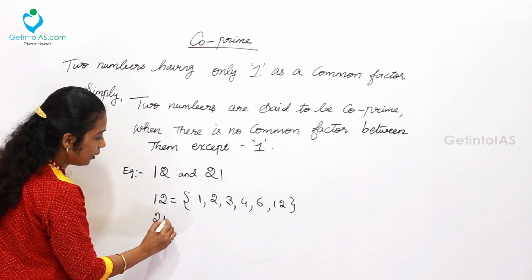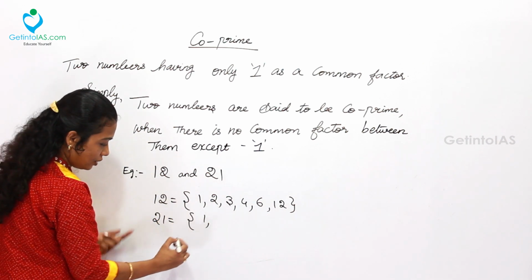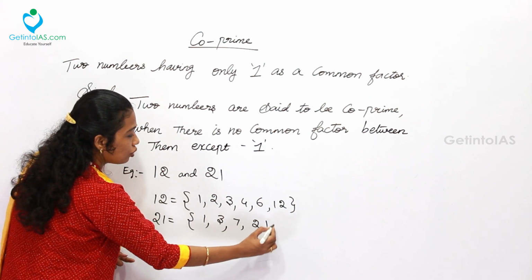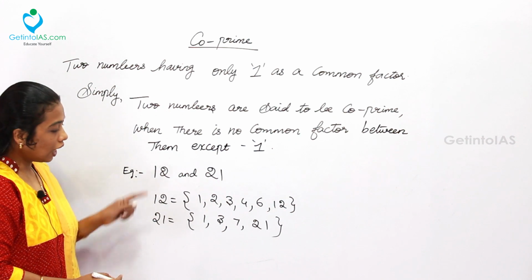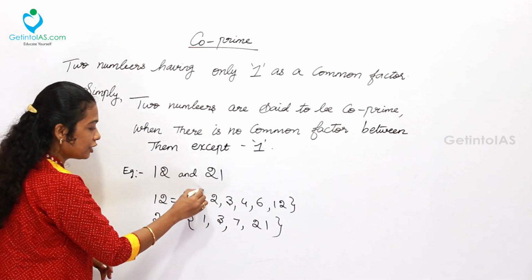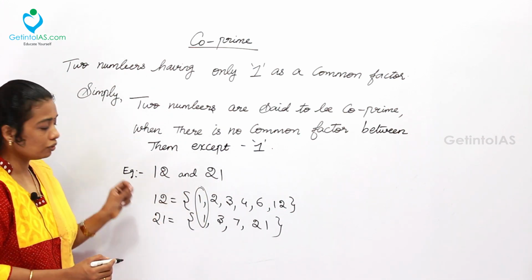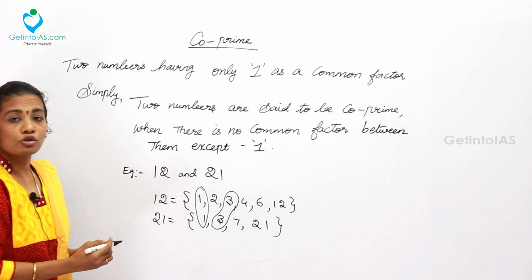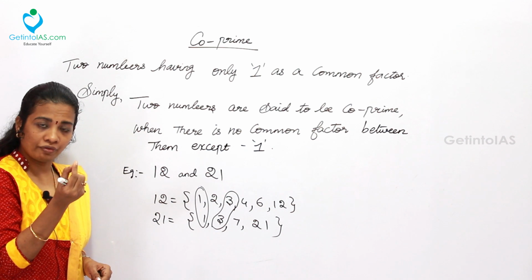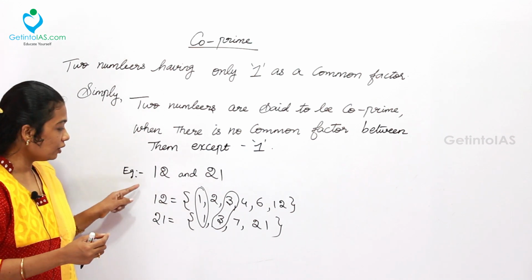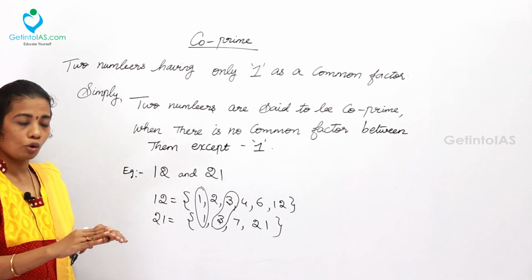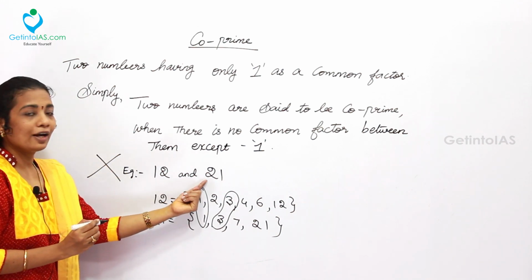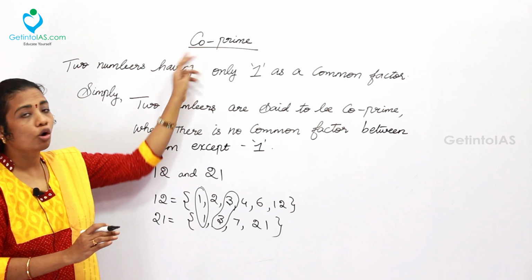For 21, 1 is a factor, 3 is a factor, 7 is a factor and also 21 is a factor. Among that, what are the common things? Let's mark it. 1 is a factor, so leave 1. Another one is 3. 3 is also a common factor. Even one common factor except 1 means they are not to be said as co-prime, because common factors are there. We can say 12 and 21 are not co-prime.